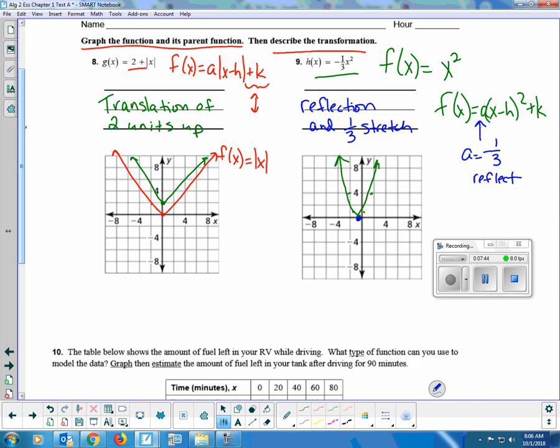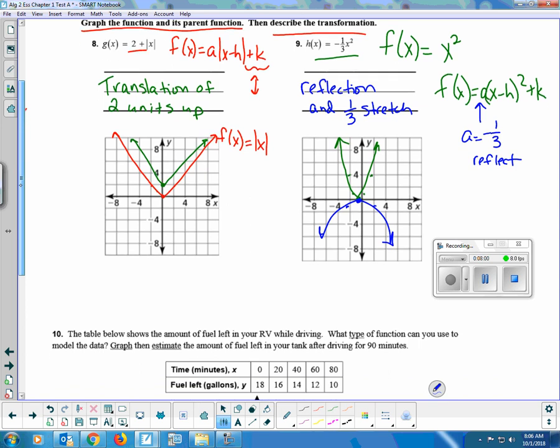So the vertex will stay the same, but it gets a little wider. It's going to go up 1 over 3, up 1 over 3. Sorry, my marker's getting off. And it's upside down. This is where we're going with chapter 2. So this is just an introduction.